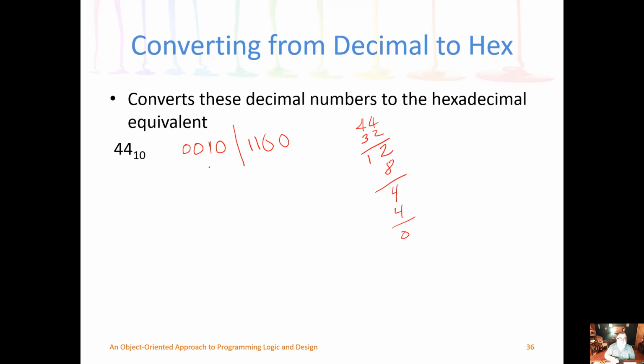Well, if I put 0, 0, 1, 0, that's 2. And 1, 1, 0, 0 is a C. So the answer is 2C. Let's check that. Yep, that's correct. Okay, and we'll erase this.